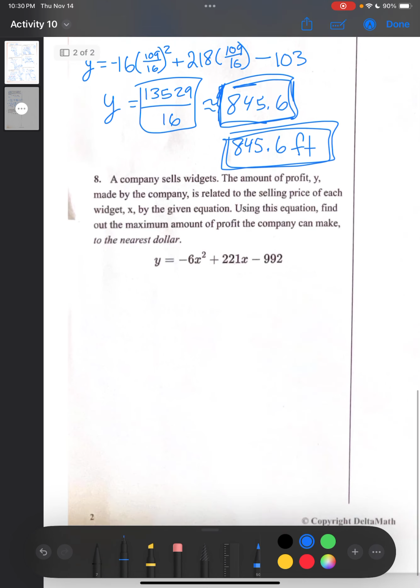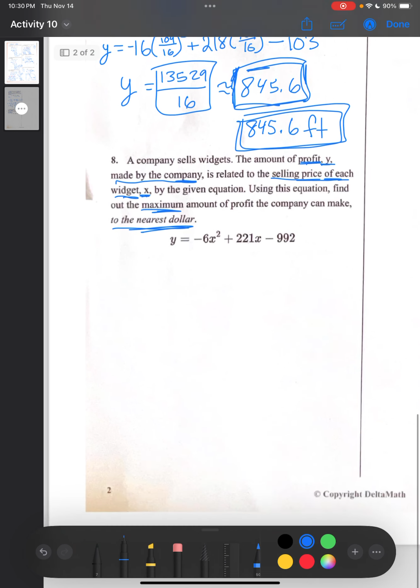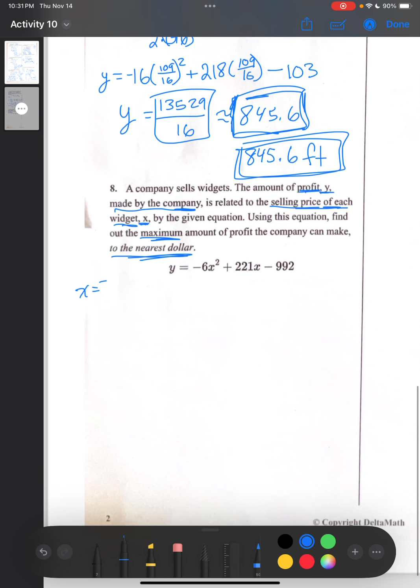All right, for our final, number 8. Number 8, again, we're trying to find our maximum. They want us to find the nearest dollar. Our y is the profit made by the company, and the selling price of each widget is x. So we need to find our negative b over 2a. So our a and our b: a is negative 6 and b is 221.